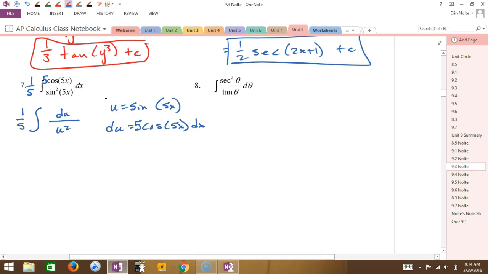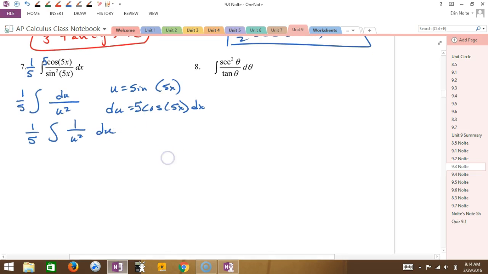Okay, now I don't like the way that's written. I don't want the du to be on the top because I can't integrate right there. What's that? Because the bottom is sine squared. Okay, I should technically write this as 1 over u squared, and if maybe that was too slow for you, maybe you already have this written as u to the negative 2 du.